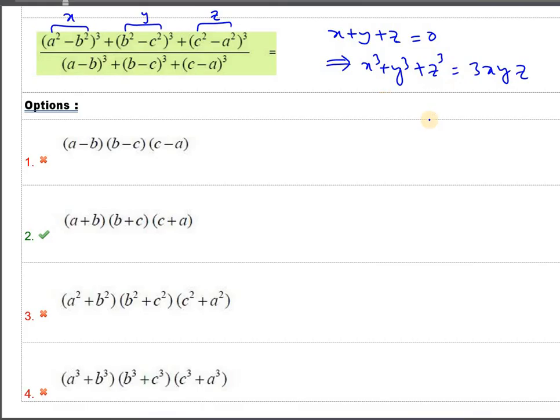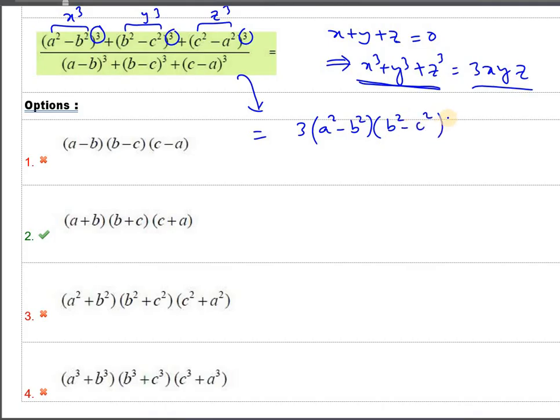Now we are using this one because here in the given question x plus y plus z equal to 0, that implies x cube plus y cube plus z cube becomes equal to 3xyz. If you take this cube, this is x cube. If you take this cube, this becomes y cube. If you take z cube, so x cube plus y cube plus z cube is 3 into xyz. So we can write this as 3 multiplied by x into y into z. What is x? A square minus b square multiplied by, what is y? B square minus c square. What is z? Multiplication, no addition here. C square minus a square, divided by the denominator, also same case.